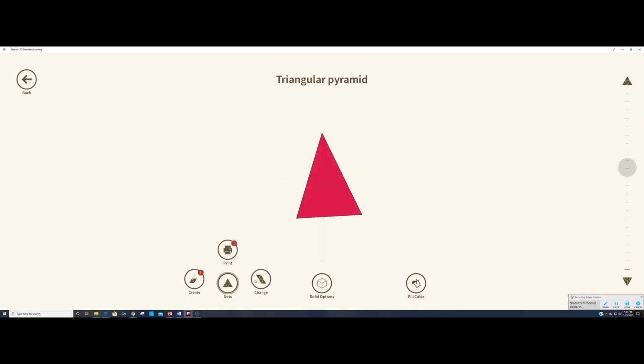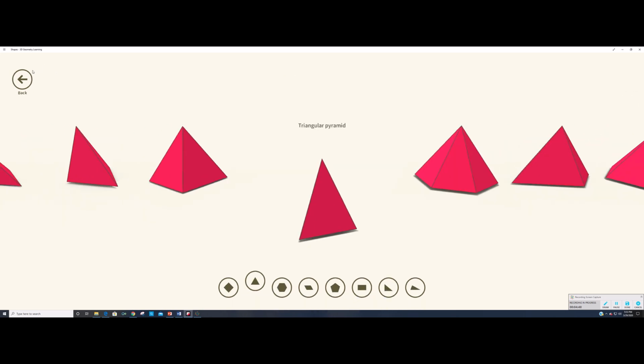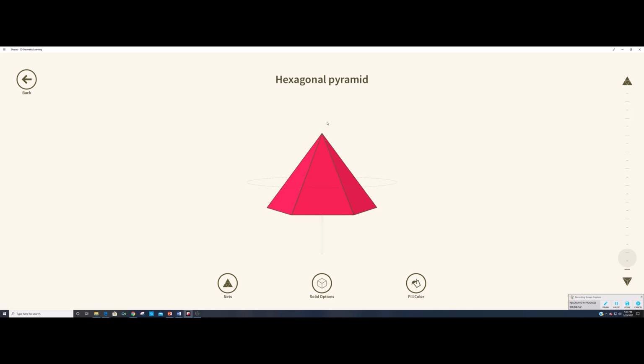I thought there might be a third net in here, but I'm not seeing it. And that's quite all right. The important thing is to realize a triangular base means there's going to be 3 additional triangles. And I can go through here and grab a bunch of different ones. Here's that hexagonal pyramid we were talking about. Notice that the bottom is indeed a hexagon right there.